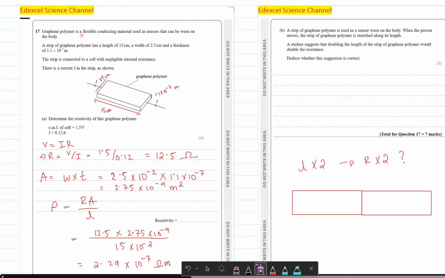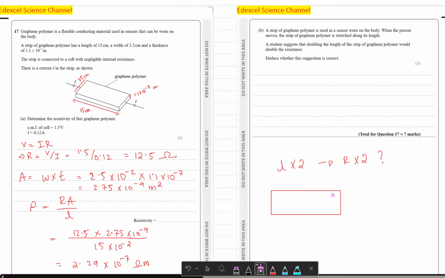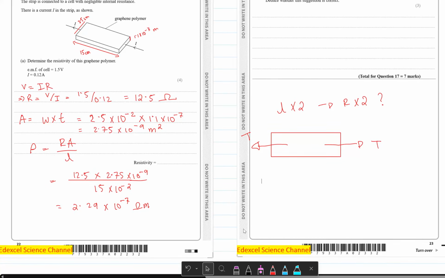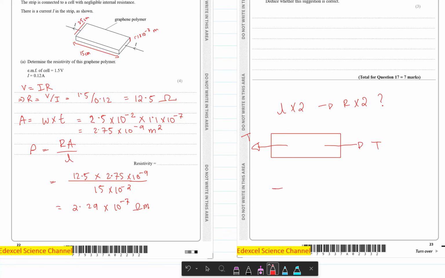You see, in the first it says that it's a flexible material, and now it is saying that the stripe of graphene polymer is stretched along its length. So they are not actually adding another polymer to increase the length by 2 times. What they're doing is that they are going to stretch it by applying tension on this polymer.